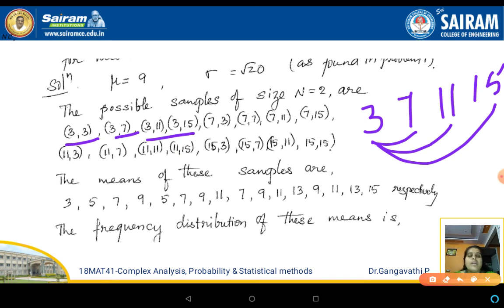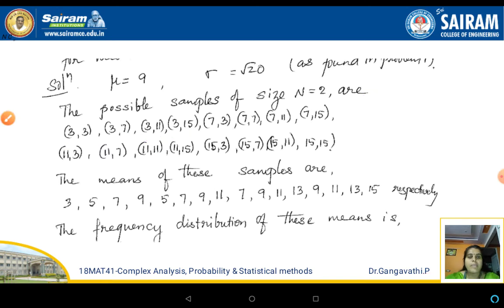Now we are going to take the second element, which is 7. 7 can be mapped to 3, and again 7 can be mapped to 7 itself, 7 with 11 and 7 with 15. Like this, all the samples that we will get are 3,3; 3,7; 3,11; 3,15; 7,3; 7,7; 7,11; 7,15; 11,3; 11,7; 11,11; 11,15; and 15,3; 15,7; 15,11; 15,15. So these are all the samples which we can get from the population with sample size n equal to 2.